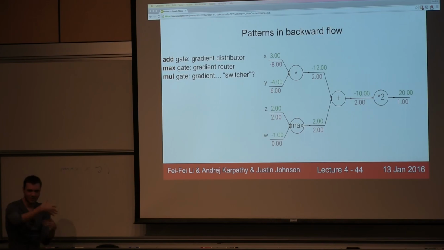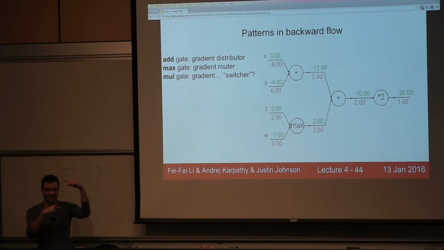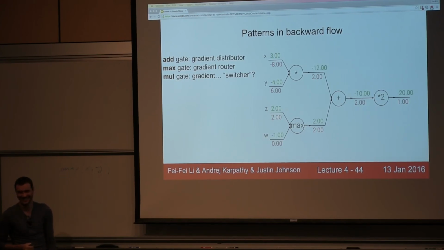If I'm a max gate and I have received several inputs, one of them was largest of all of them, and that's the value that I propagated through the circuit. At backpropagation time, I'm just going to receive my gradient from above, and I'm going to route it to whoever was my largest input. So it's a gradient router. And the multiply gate is a gradient switcher. I actually don't think that's a very good way to look at it, but never mind about that part.